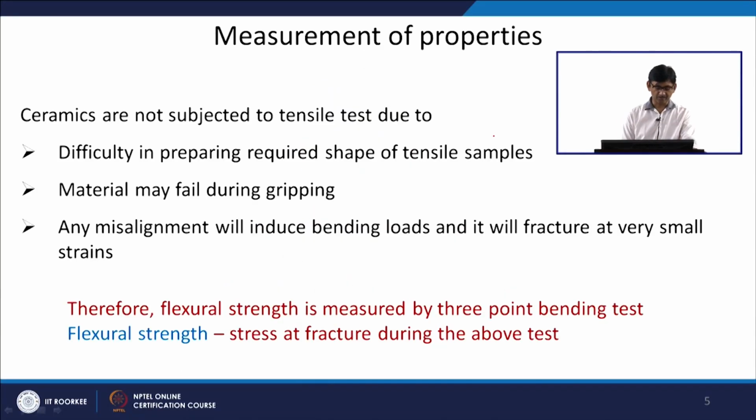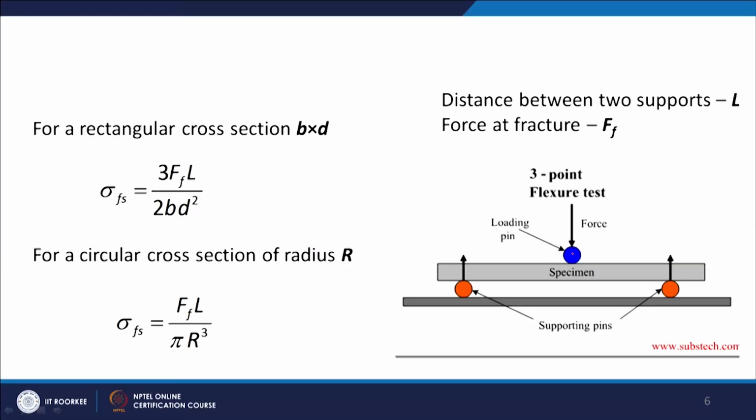What we measure is the flexural strength, which is measured by a test called the 3-point bending test. The flexural strength is the stress at fracture during this type of test. Whatever strength you get from the 3-point bending test, that is what we will call flexural strength. Now I will show you how it is done.